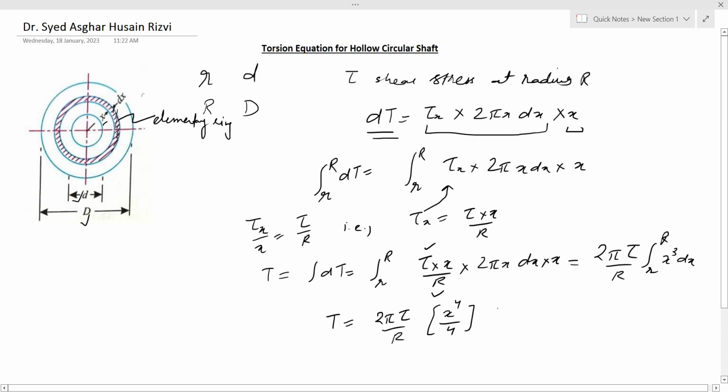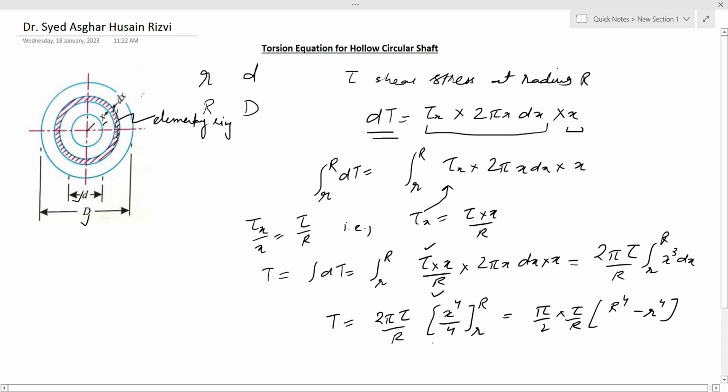On integration of x cube we will get this value, and we will place the limits. We will take 4 outside, and this will be pi upon 2 into tau upon R, and in brackets capital R to the power 4 minus small r to the power 4. These are the limits.